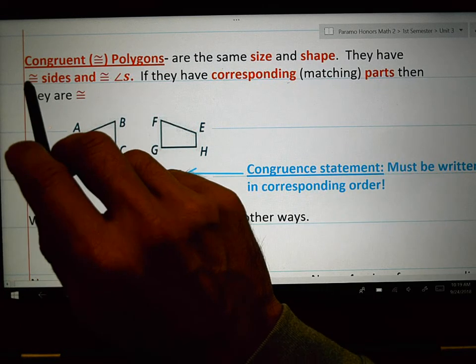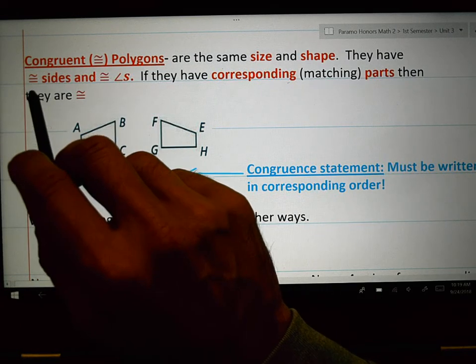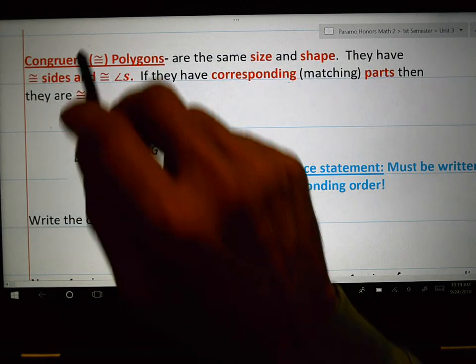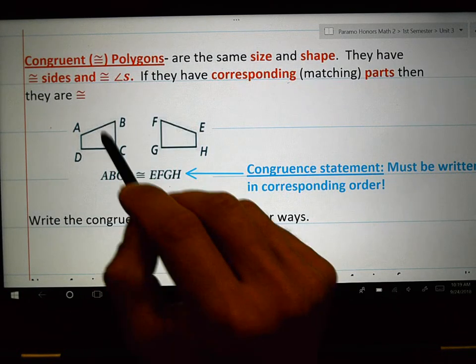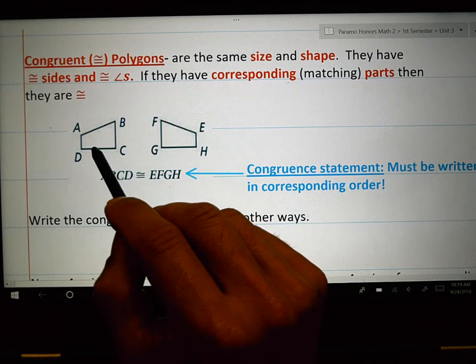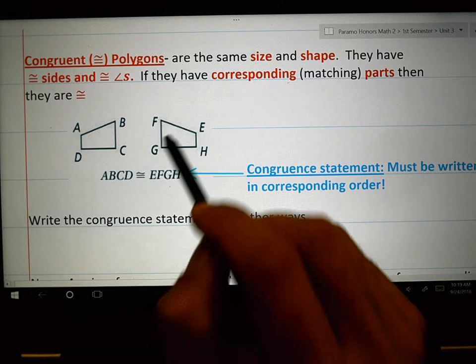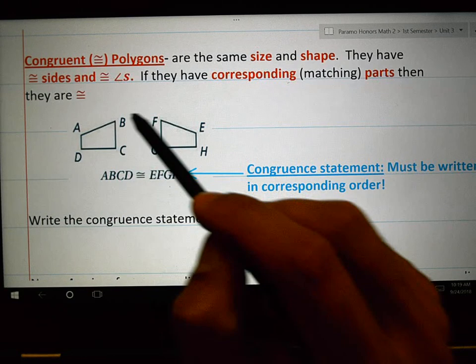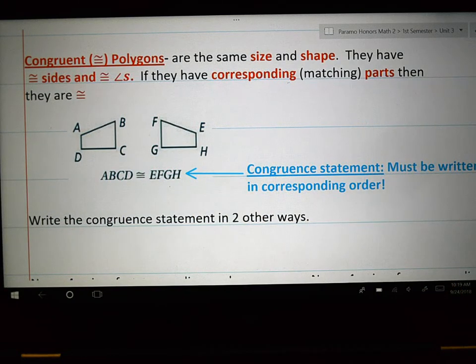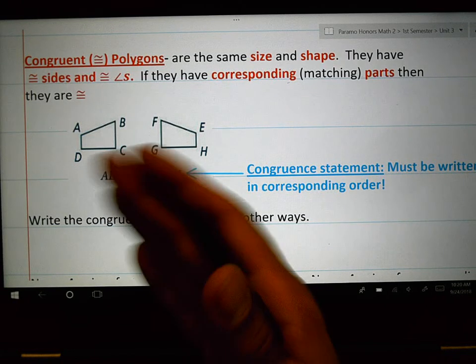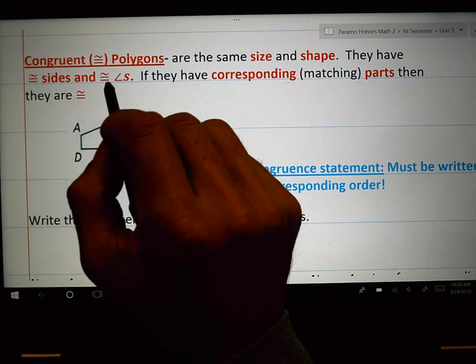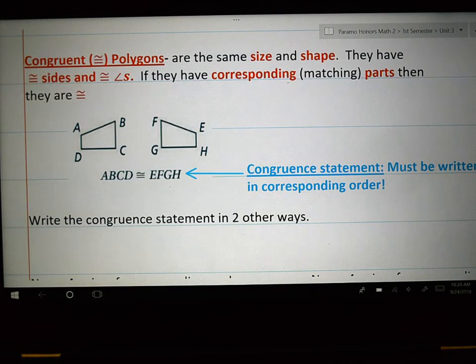If something has all sides that are congruent and it has all angles that are congruent, then it is a congruent polygon. If I know that all the angles in this one are congruent to all the angles in this one, and all the sides are congruent to all the sides in this one, they're matching, then I know that the two objects are congruent to each other. You are going to have to decide in the homework whether two things are congruent or not. And your only way right now to tell whether two things are congruent is: are all their sides congruent, are all their angles congruent. If they are, bam, you can say that they are congruent to each other.